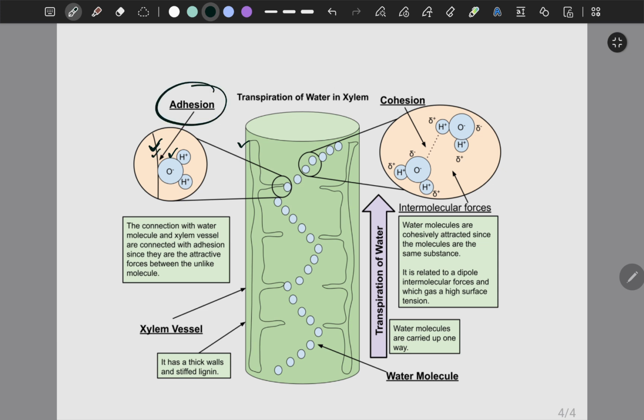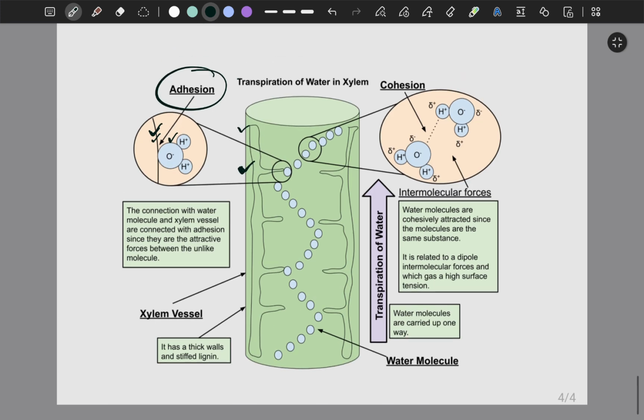This is known as adhesion, and that helps the water move up against gravity. So the walls are hydrophilic. The walls of xylem are hydrophilic. Clear? And definitely the walls don't dissolve in water. It is just attracting the water and helping the water move up the plant against gravity.